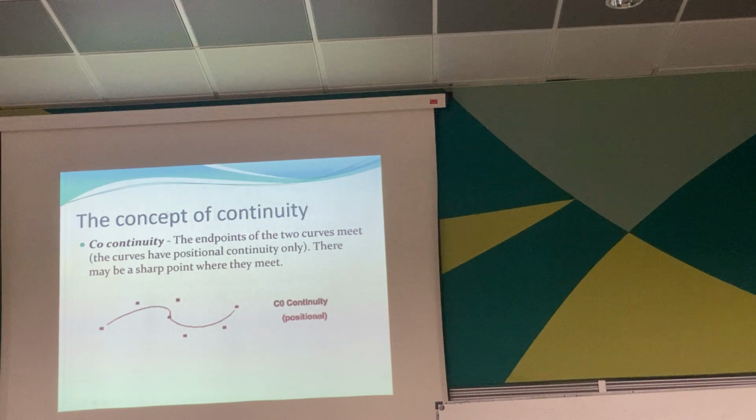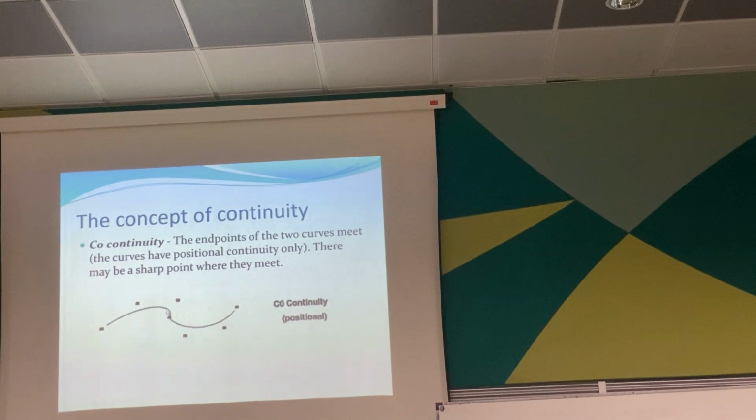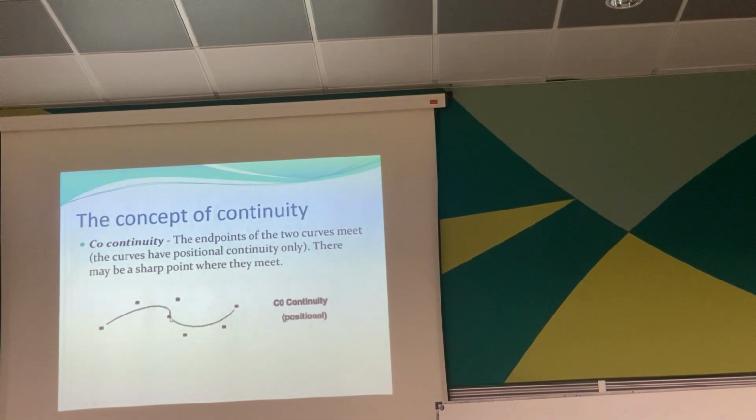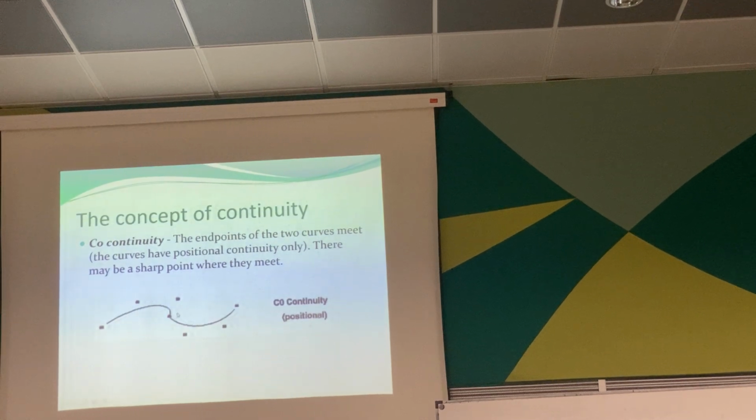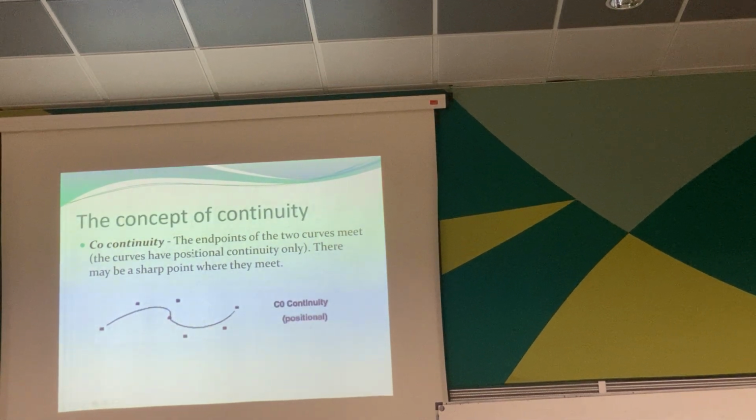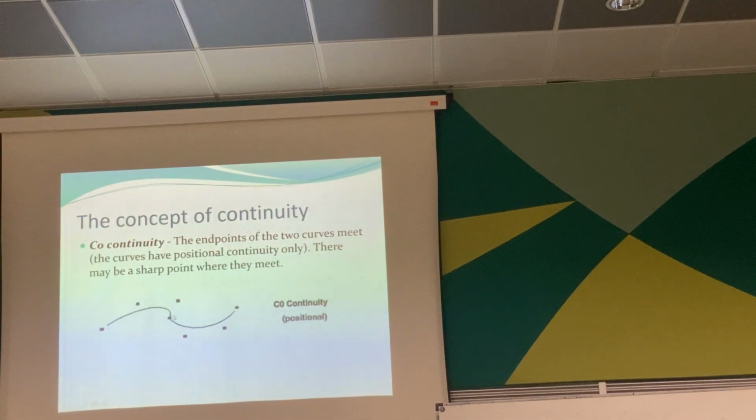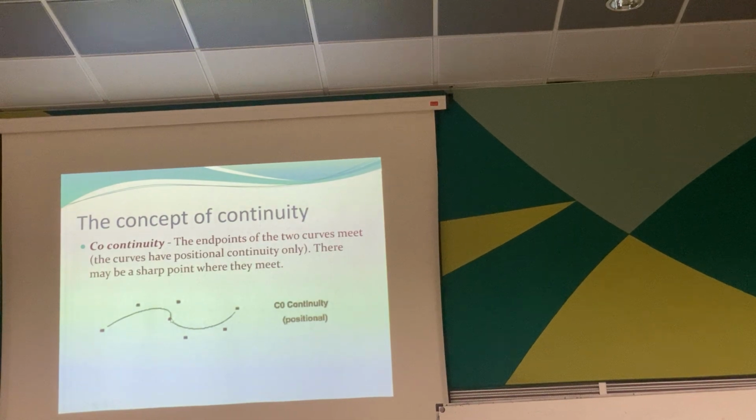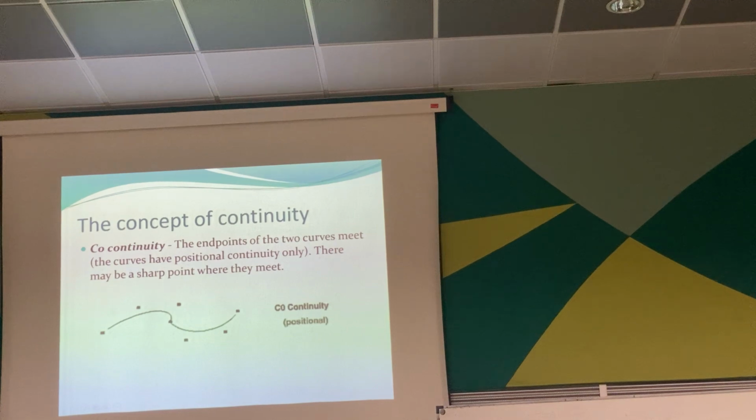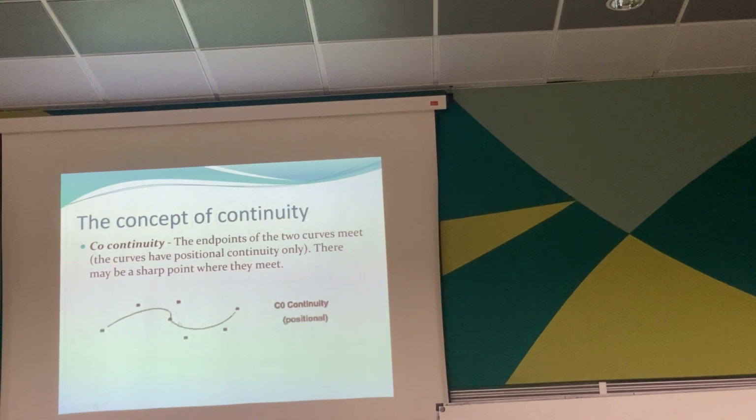Then we have C0 continuity. The endpoint of your first curve meets the starting point of your next curve. So it connects in terms of position. The two curves will meet, and will have positional continuity. But the connection here will look very sharp, because they just meet at the position. This is called C0.